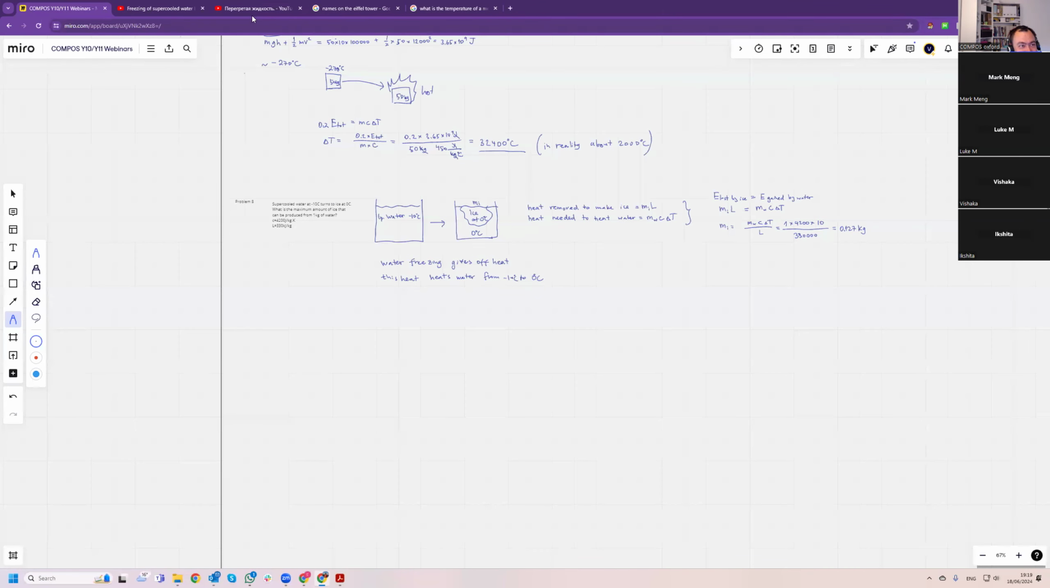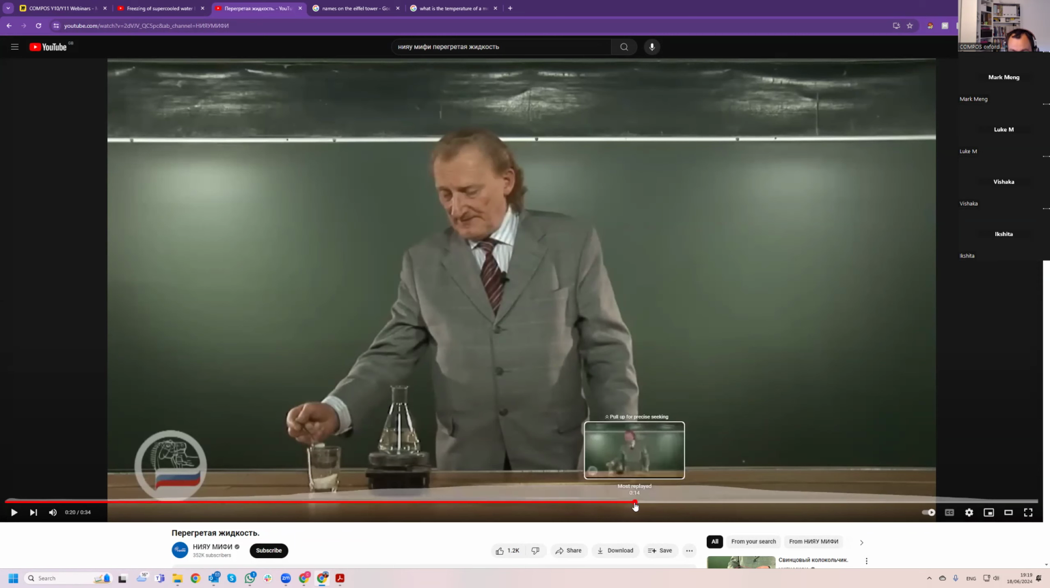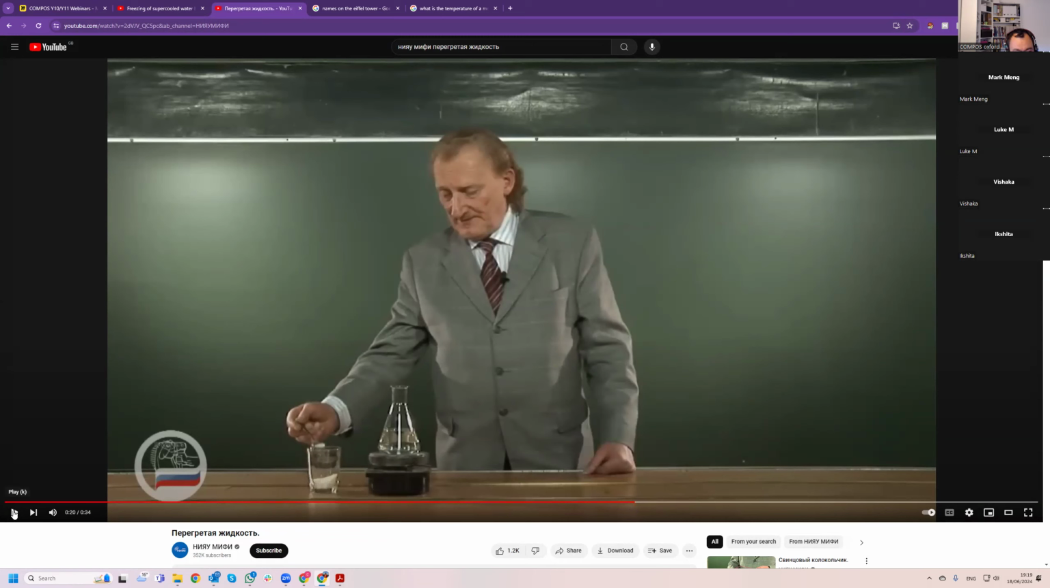Okay. And also, this is an overheated liquid. So this is water which is above boiling point. So it's more than 100 degrees, but it's not boiling. But if you add some sugar, it starts to boil.